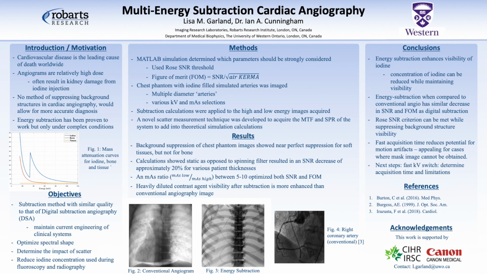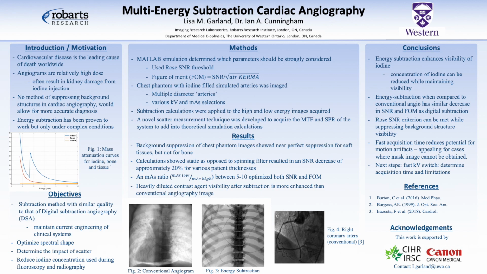Calculations showed that the static filter reduced the SNR by approximately 20%, but for convenience we're willing to sacrifice that loss. The same simulation calculation showed that an mAs ratio of between 5 and 10 is ideal, and that we can still achieve reasonable SNR even after diluting the contrast agent significantly.